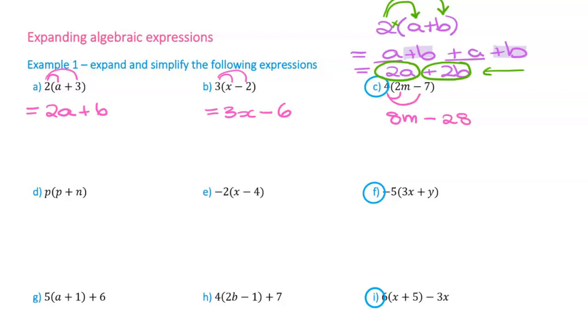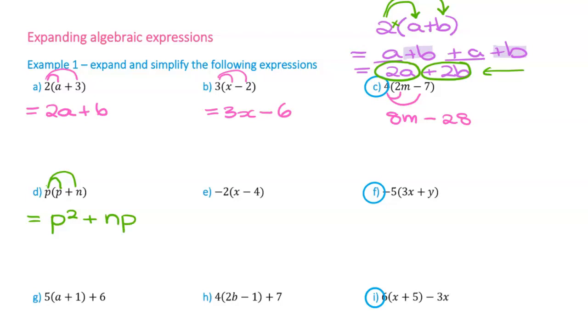Okay, example D, same deal. Let's change colours. Oh, a nice green. P times P this time is going to give us P squared. Then P times positive N plus, what comes first? LMNOP. N comes first. There we go.